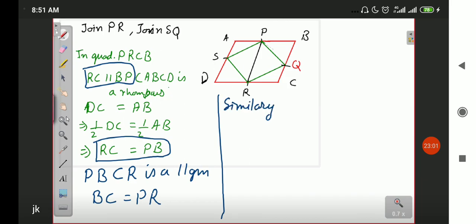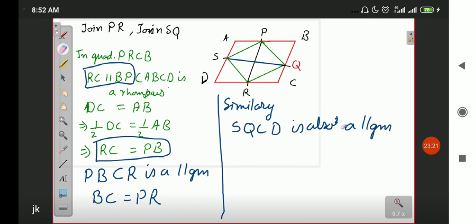Similarly, you will draw the second diagonal, that is SQ. SQCD is also a parallelogram. So now we have SQCD as a parallelogram once again. Therefore, opposite lines SQ and DC will be equal. This will be equation number 5 and this will be equation number 6.